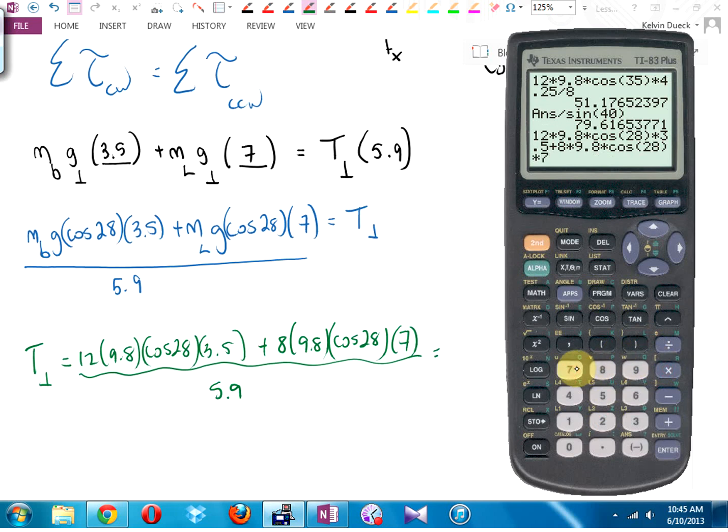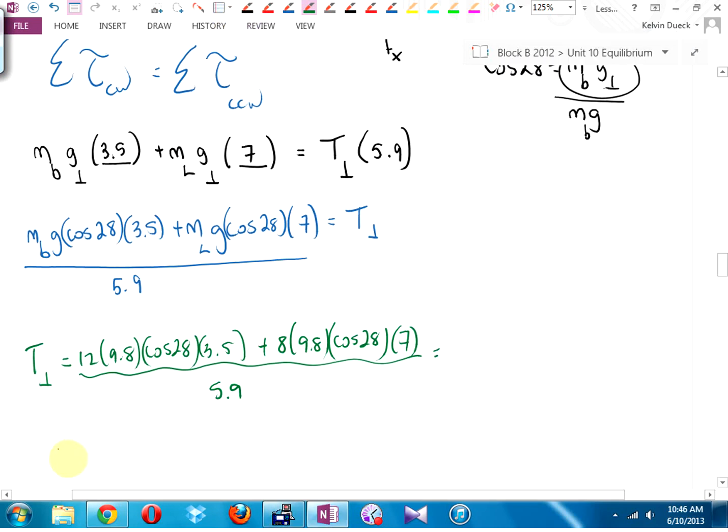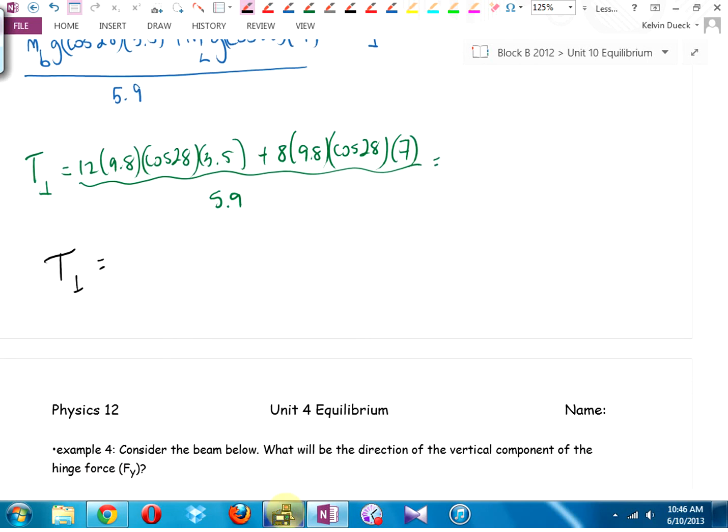Twelve times 9.8 times cos 28 times 3.5 plus 8 times 9.8 times cos 28 times 7 equals, divided by 5.9. I get tension perpendicular is 143.726. Tension perpendicular equals 143.726, which isn't what I wanted to find.